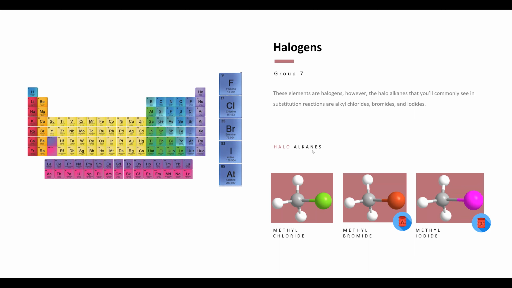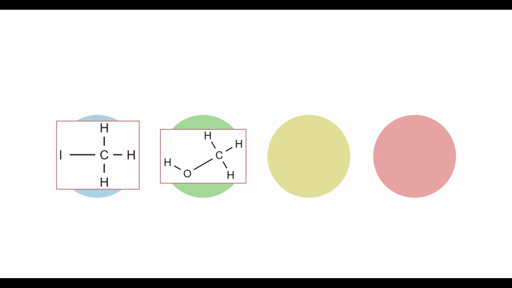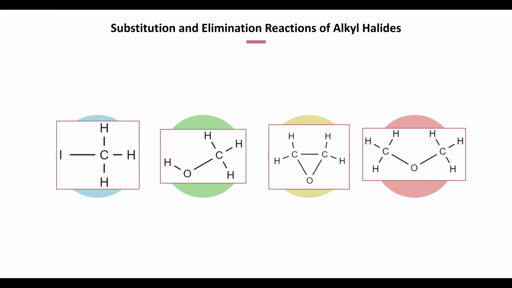An alkane, once again, is just a hydrocarbon. It's made up of carbon and hydrogen atoms. So we've got methyl chloride as an example, methyl bromide, and methyl iodide. These are all haloalkanes. Now, if you notice, all of the example compounds that I have here can be found in the same group as the haloalkanes.